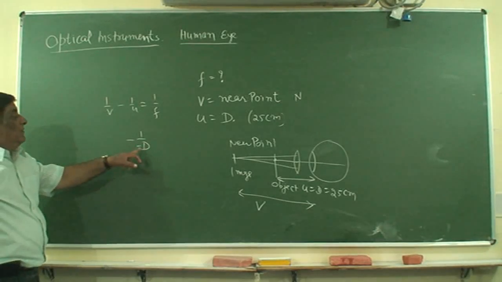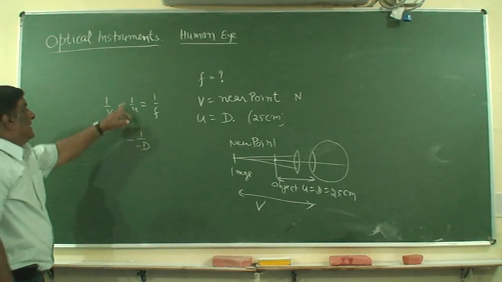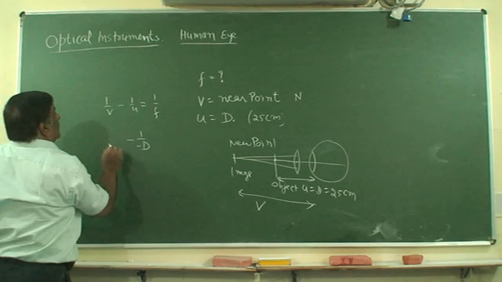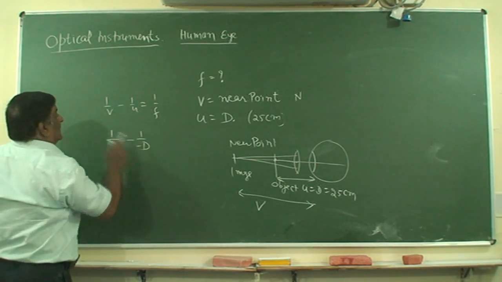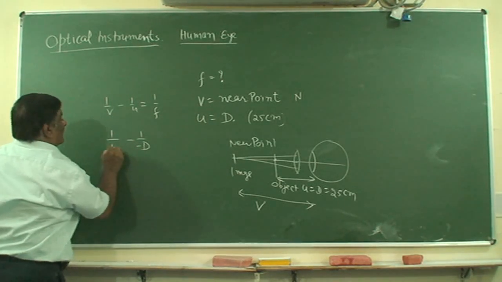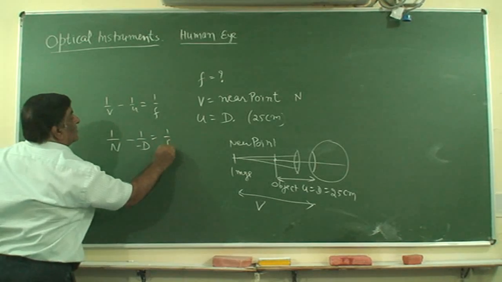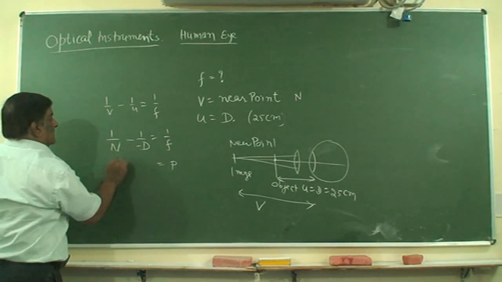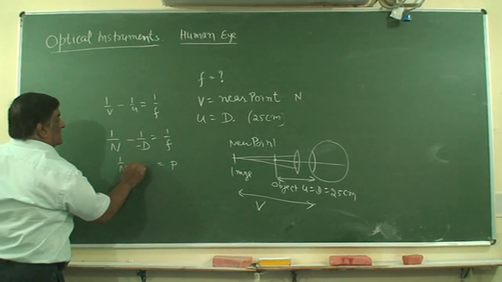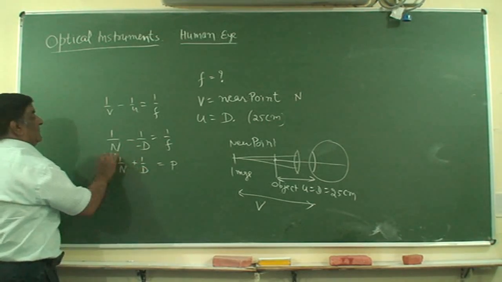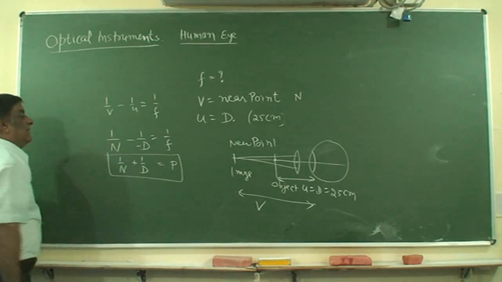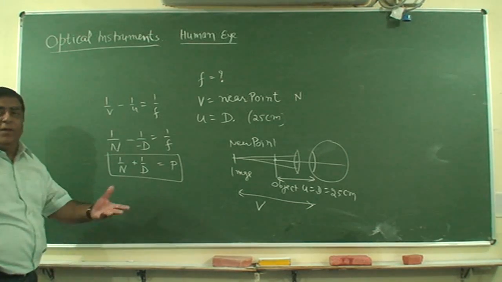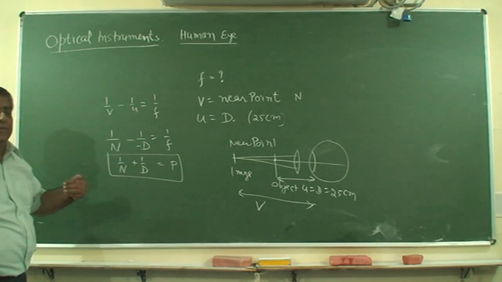Okay. So with the sign convention it is minus D, and 1 upon V. 1 upon V is the near point N. So this is equal to 1 upon f. 1 upon f is power itself. So this is 1 upon n plus 1 upon d. This is our formula.